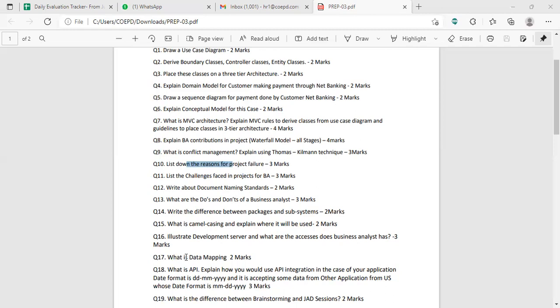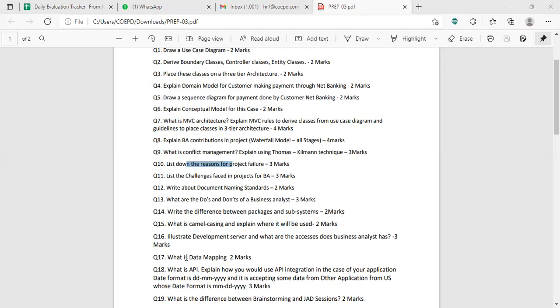The 10th one is list down all the reasons for a project failure. It's a very simple answer. You have it in the workbook. You can refer to the workbook. What are the challenges faced in the projects for a BA? Again, we have a few challenges, do's and don'ts, and challenges that are faced by the business analyst. That is also mentioned in the workbook. Please use that, you can write down here.